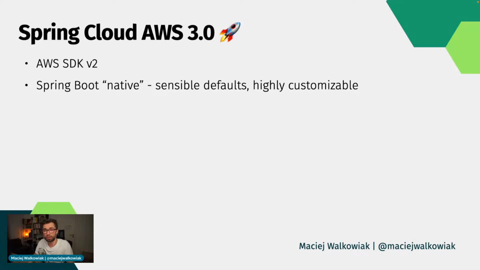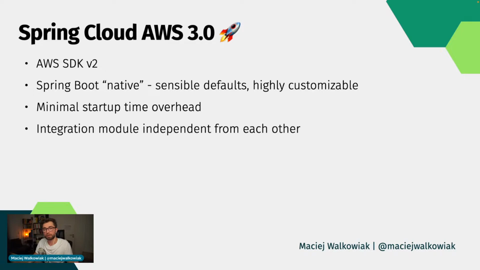We also wanted to reduce the startup time, even though maybe this is not the most critical issue, but we wanted to remove the dependencies to S3 and CloudFormation because there is no point to bring them when you don't want to use them. We wanted to make all the integration modules independent from each other, which means that if you want to use SQS, you just add the SQS dependency. It doesn't mean that you suddenly have to bring S3 or Secrets Manager or anything like that.